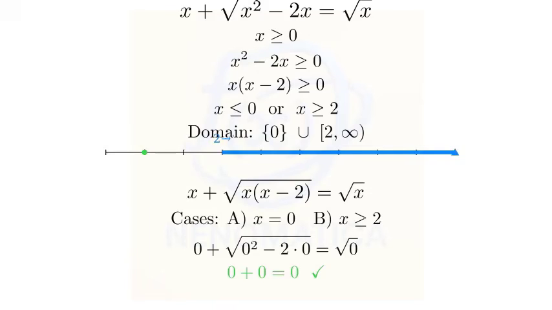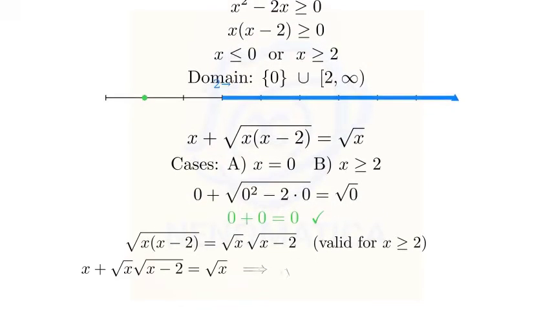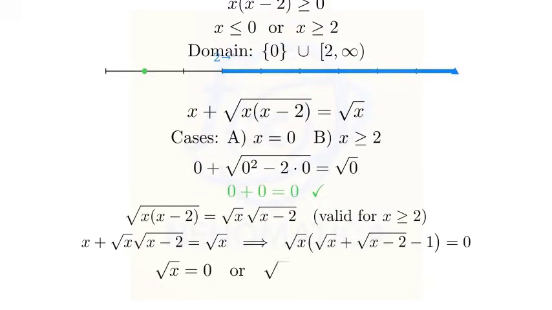Case B, x is greater than or equal to 2. Now both x and x minus 2 are non-negative. So square root of x times x minus 2 equals square root of x times square root of x minus 2. Substitute that into the equation and factor out square root of x. This gives two possibilities. Either square root of x equals 0 or square root of x plus square root of x minus 2 equals 1.